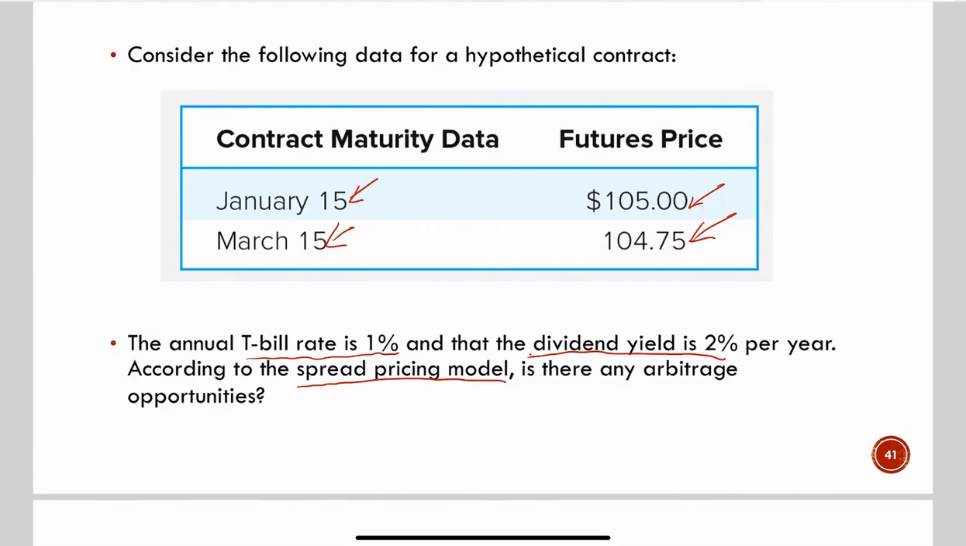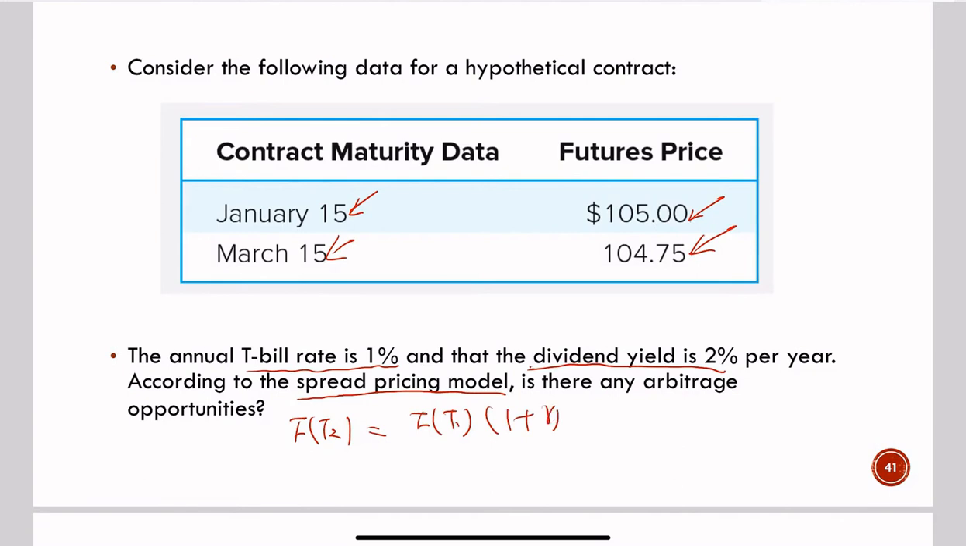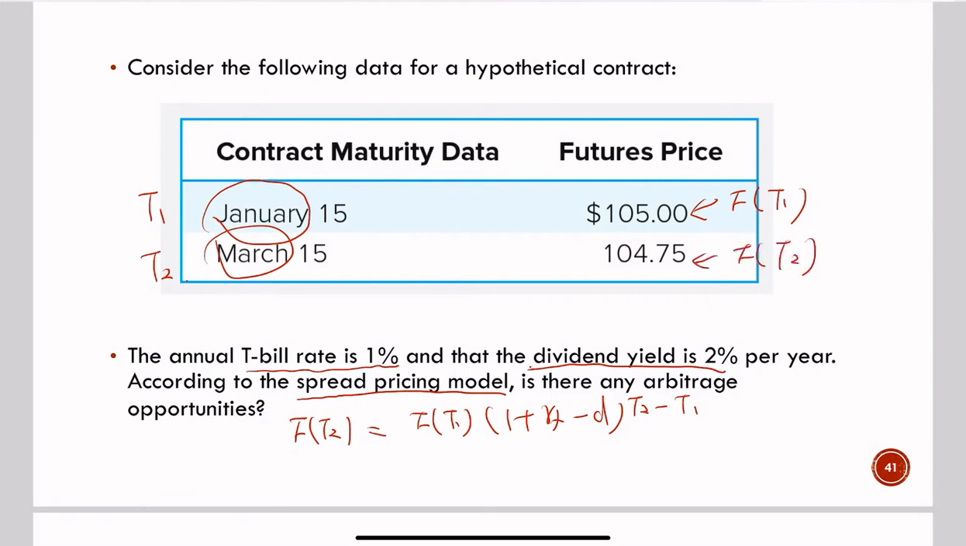According to our pricing model, FT2 equals FT1 times 1 plus RF minus D, to the power T2 minus T1. Now, what is T2? Well, T2 here is March, right? And January here is T1. So obviously, this is FT1, this is FT2. And then this 1% is an annual rate.